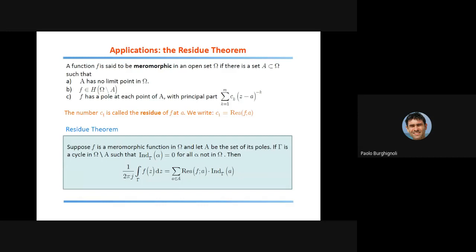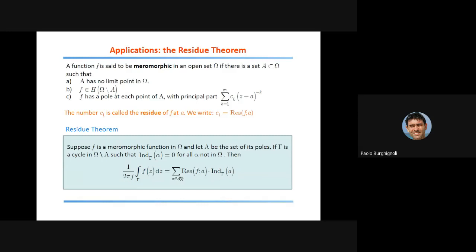If capital gamma is a cycle inside omega without A, so inside the domain of analyticity of the meromorphic function, and gamma is such that it does not wind around any point outside omega, so the index of any point alpha not in omega is equal to 0, then we can say that the value of the integral of the function f over the cycle gamma divided by 2 pi j, the left-hand side here at the bottom, is equal to a discrete sum over the poles. Each term of the sum is the residue of f at the pole A times the index of the pole with respect to the cycle gamma.